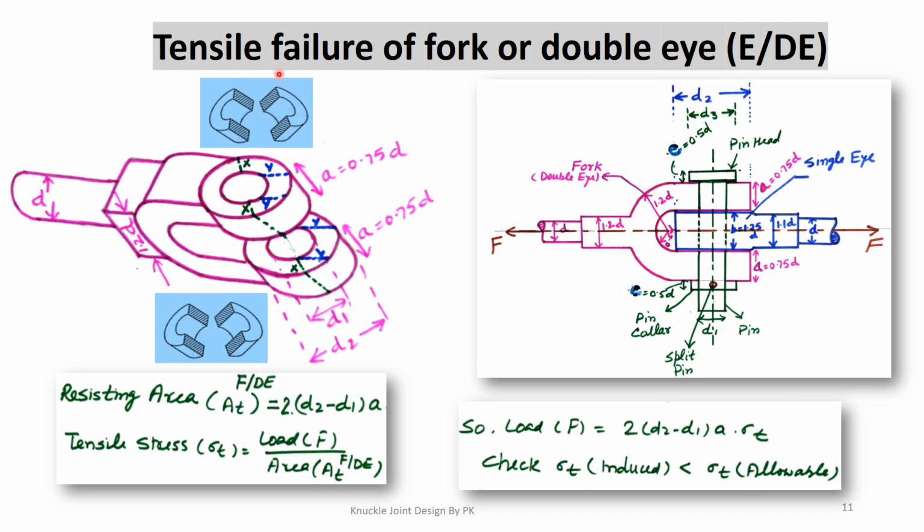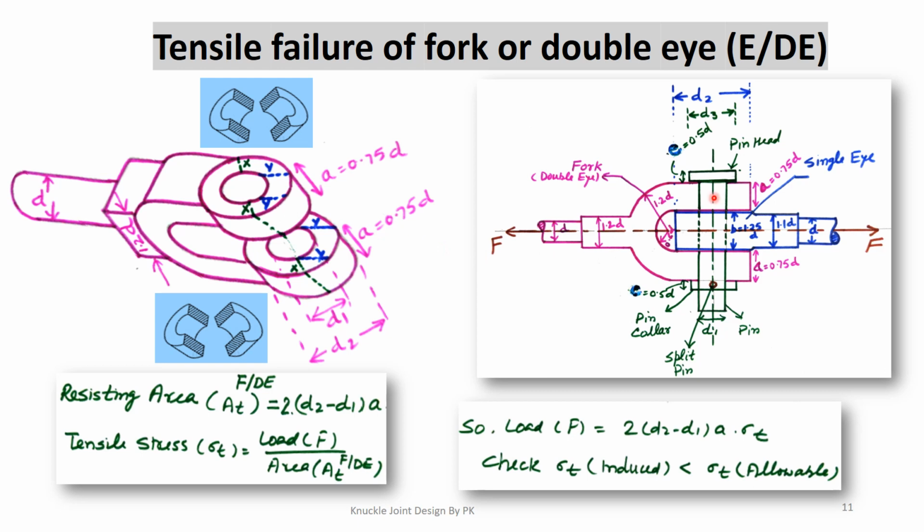Next failure is the tensile failure of the fork or double end eye. So this purple colored part is called the fork end rod. Here it is a rod portion, and on the right side we have this fork, or we call it a double eye, and this double eye is in contact with the pin at this upper portion as well as at this lower portion.